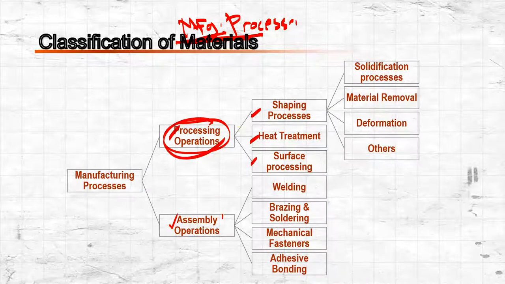Okay, if we say assembly operations, then we refer to the joining of parts. So how do we join parts? We can join them by welding, brazing and soldering. We will discuss this in detail later, the difference between welding, brazing, and soldering, but it's all about joining parts or joining different materials. We also have mechanical fasteners, and common examples of this are bolts and machine screws, and we also have adhesive bonding.